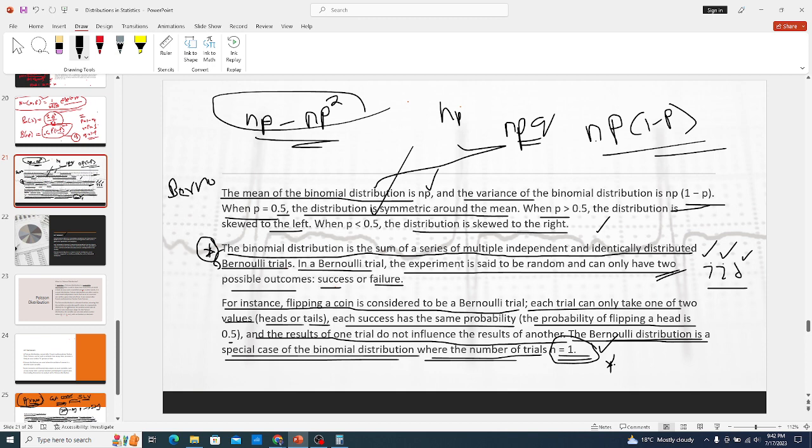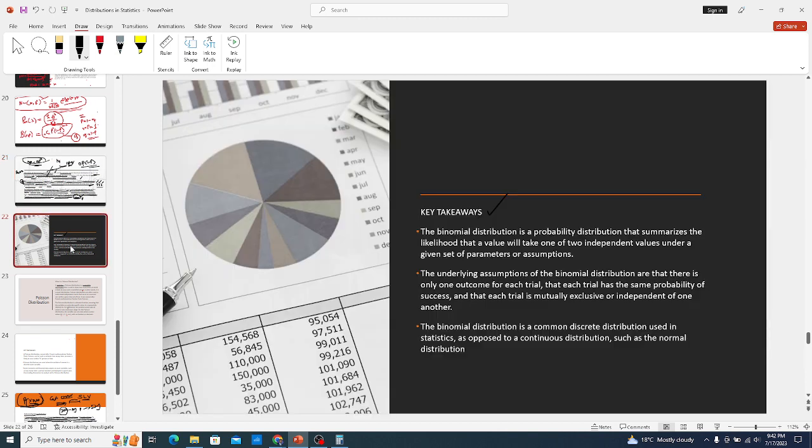Point home. Let's go now to the takeaways, and then we will be done with the binomial distribution and Bernoulli distribution. Okay, nice. So we have key takeaways. The binomial distribution is a probability distribution that summarizes the likelihood that a value will take one of two independent values under a given set of parameters or assumptions.